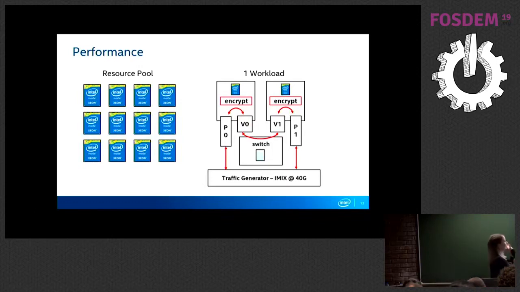But anyways, to generate our data then, we send in iMix packets at 40 gig line rate into both ends of the pipeline, and we measure what we receive back and compare for both implementations.